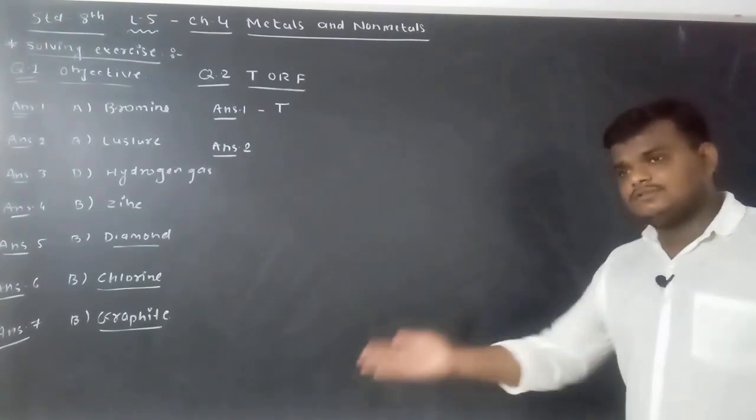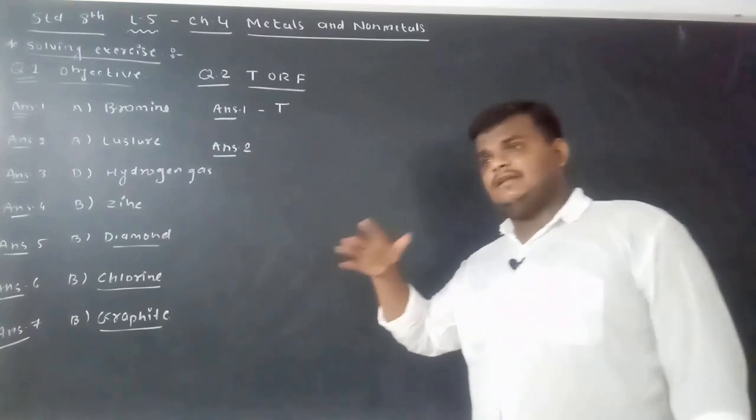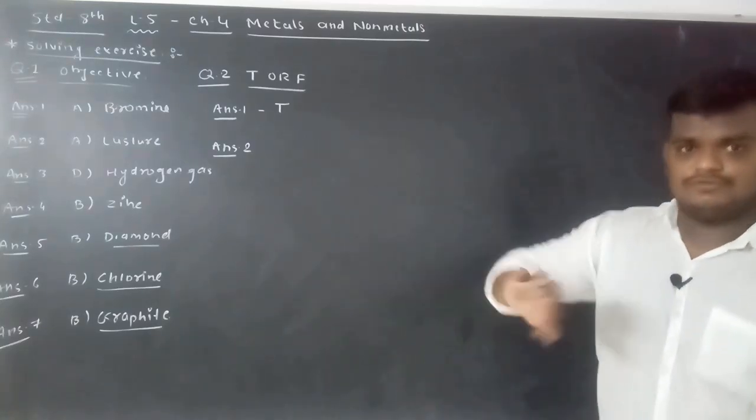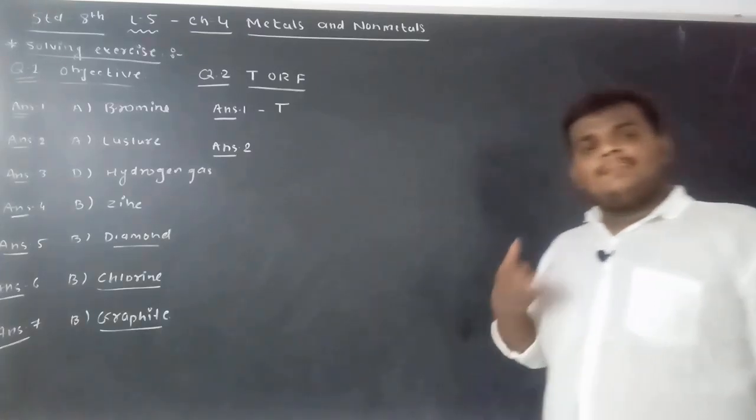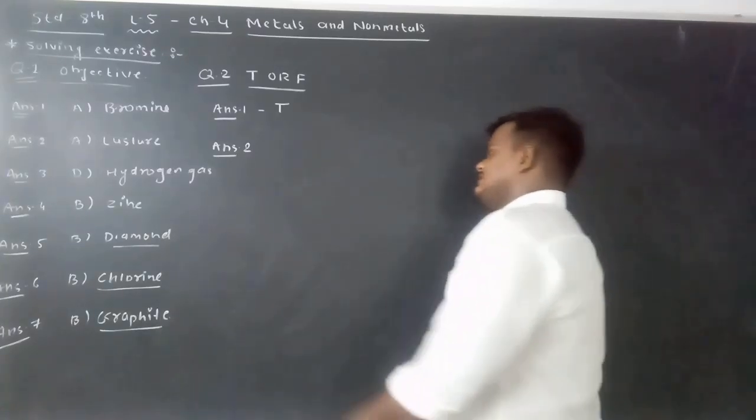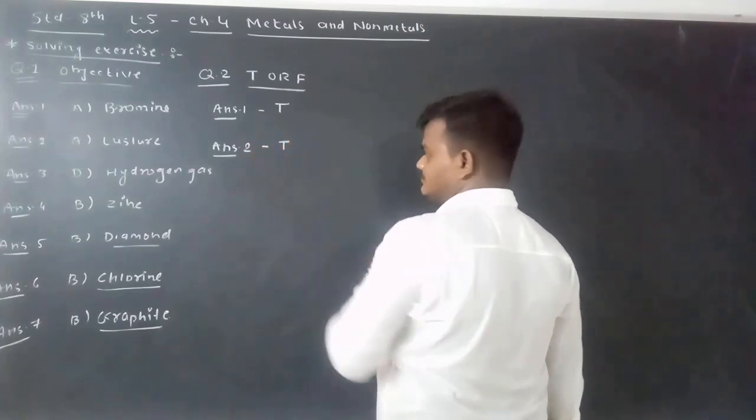So metallic oxide: metal reacts with oxygen, and when we add further H2O to that metallic oxide, it will form a base. So we can say metallic oxides are basic in nature. That's why it is true.